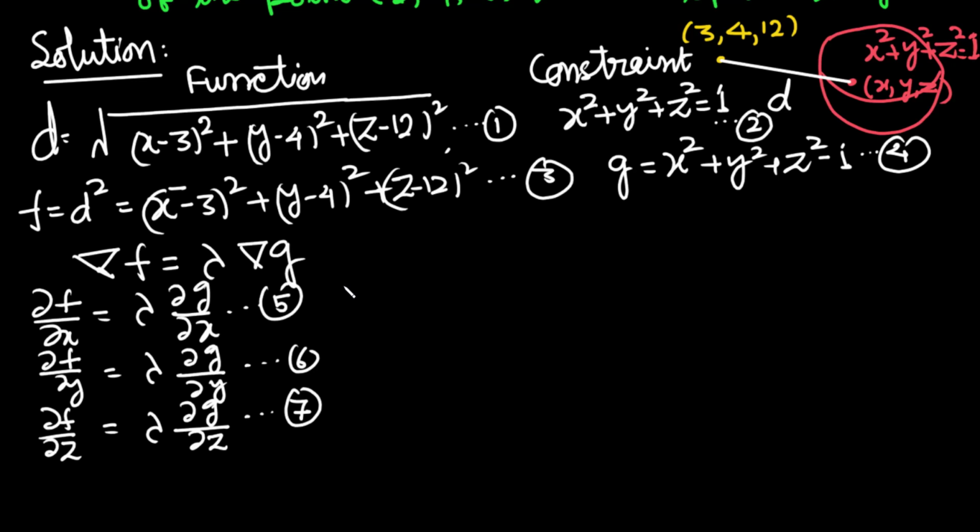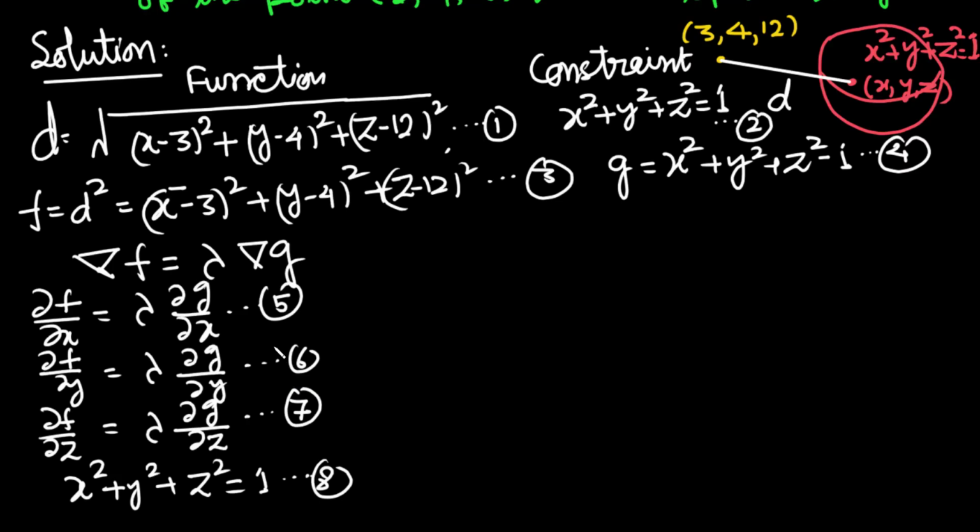And we need one more equation, because we have three unknowns x, y, z as well as the parameter lambda. So the fourth equation is the equation of the constraint, which we already know. The fourth equation is x squared plus y squared plus z squared equals 1. This is our equation number 8.